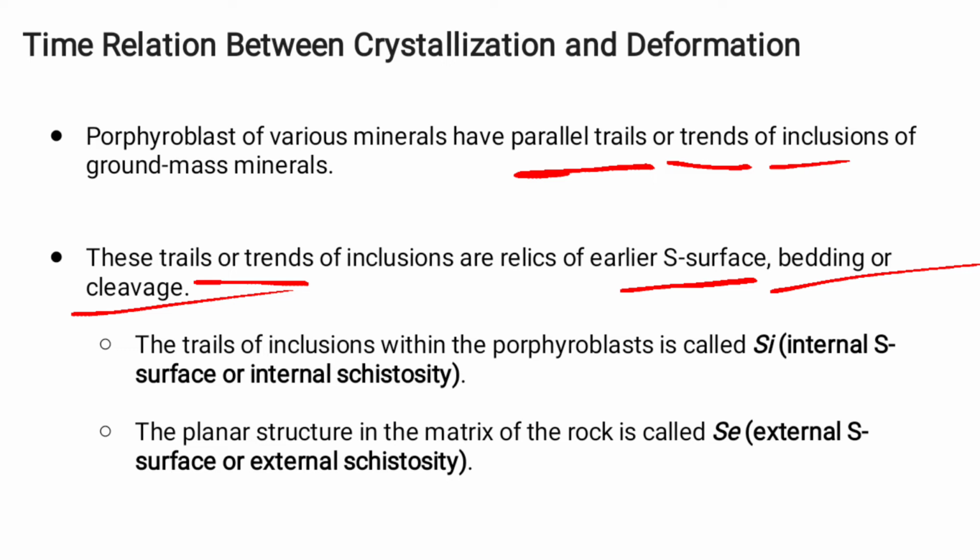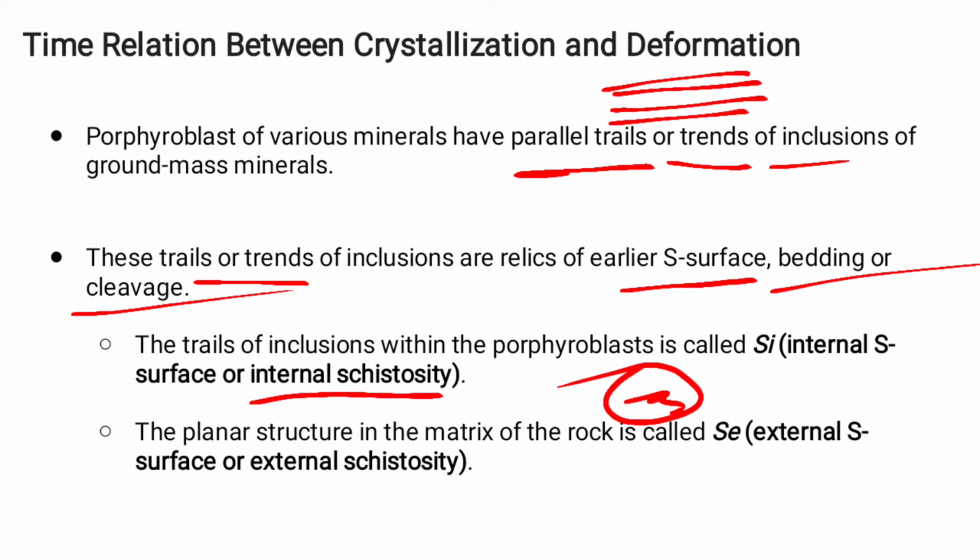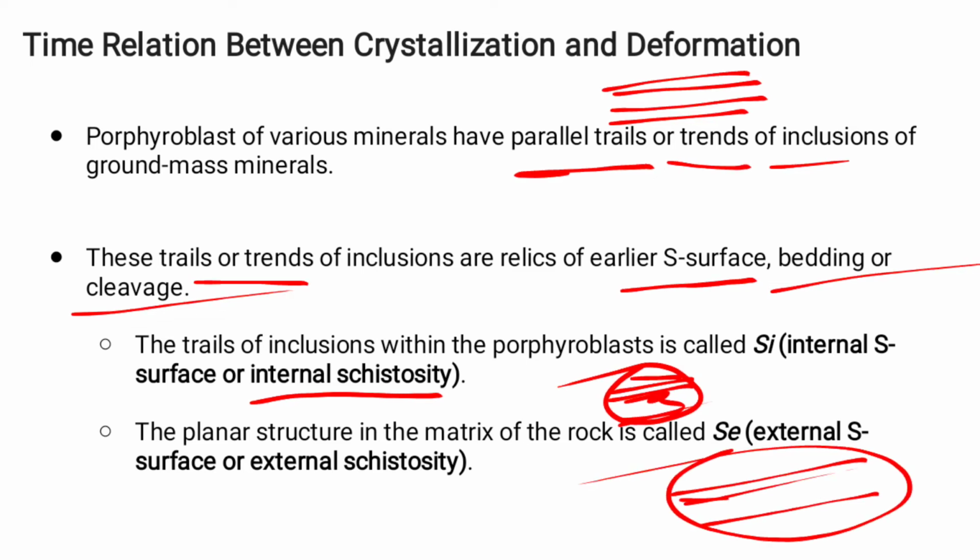And the trails of inclusion. Inclusion means something extra. So where will you get inclusion? If they are present within the porphyroblast, then we will say that it is the internal schistosity, the parallel trails or trends of schistosity. And if they are present in the groundmass, then we will say that it is external schistosity. Okay.